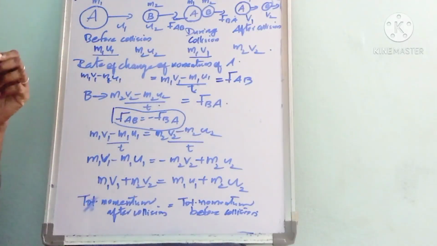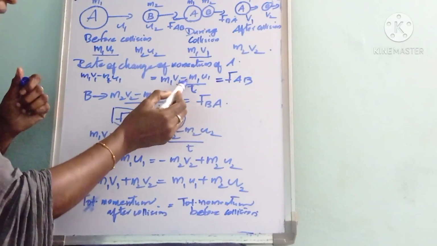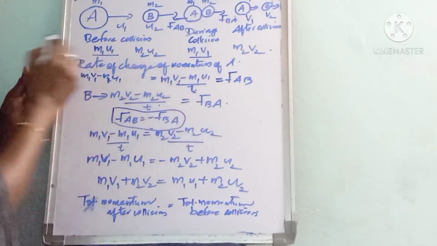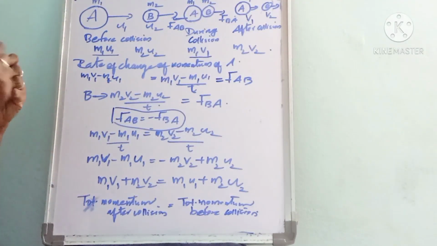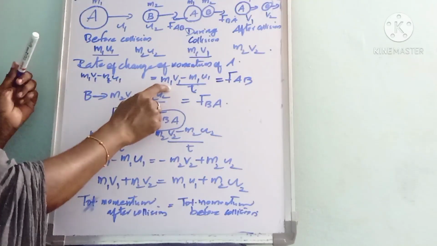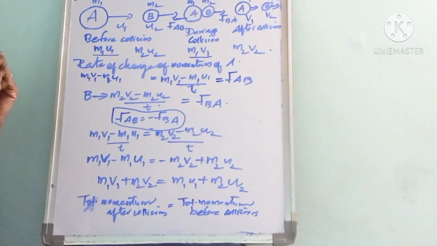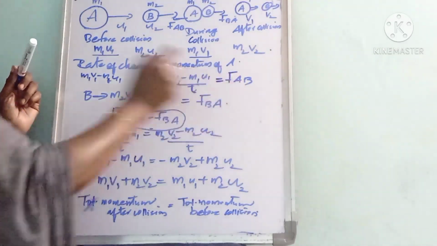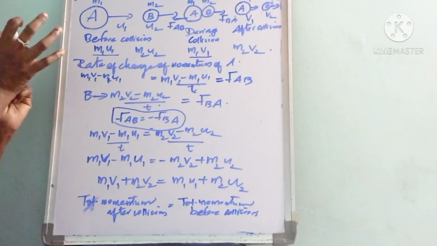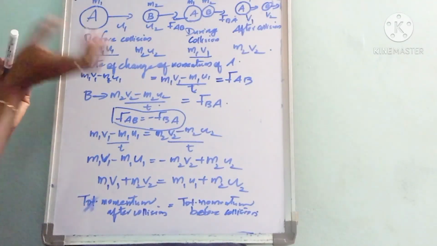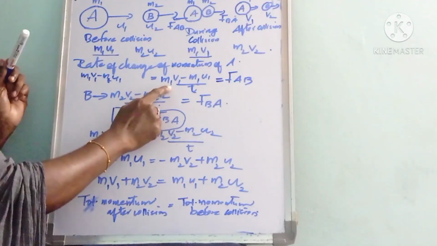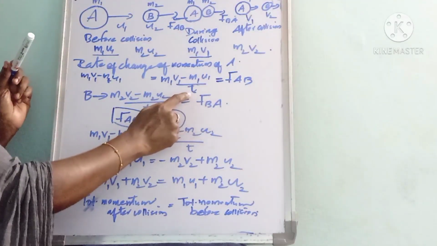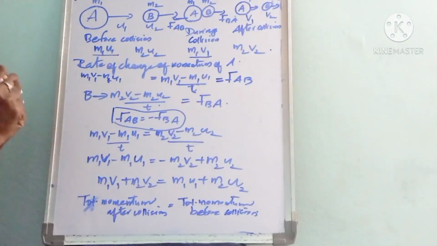Change in momentum divided by time, that is the rate of change of momentum. So we can write (m1v1 minus m1u1) divided by t, isn't it? And by Newton's second law, the rate of change of momentum is equal to the force. The force on object A is FAB. So the rate of change of momentum of object A is equal to the force on object A. So we can write (m1v1 minus m1u1) divided by t is equal to FAB.